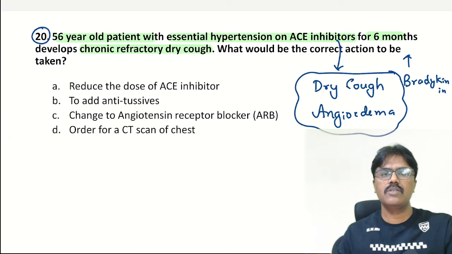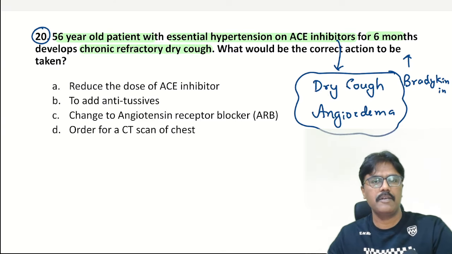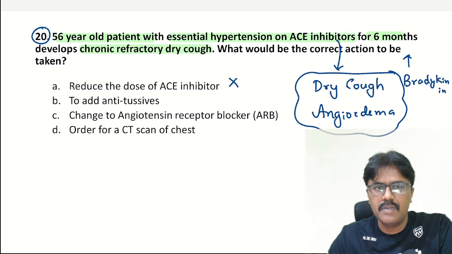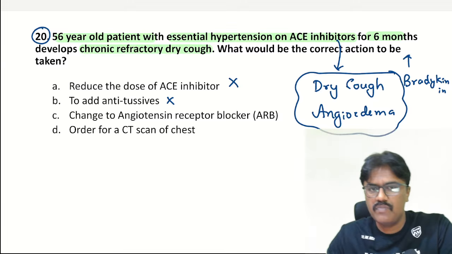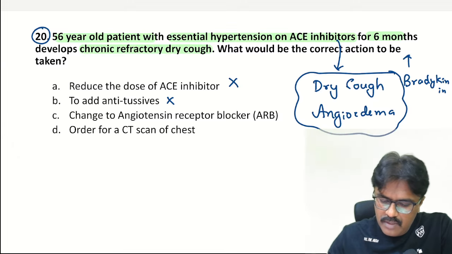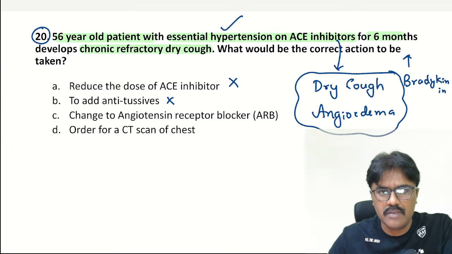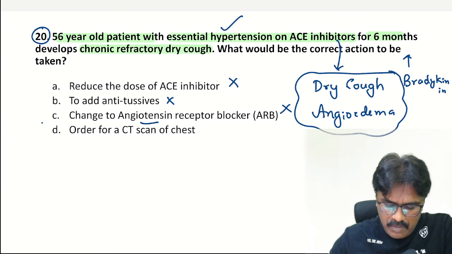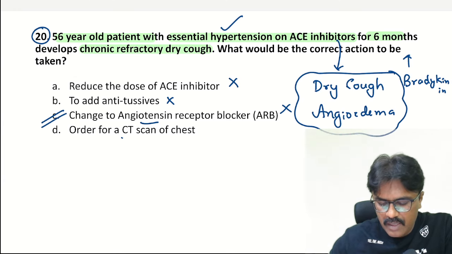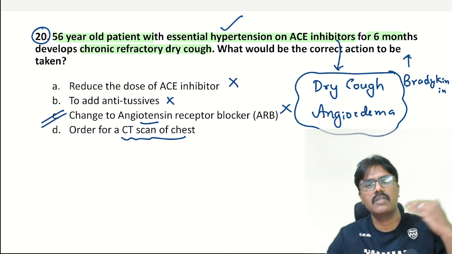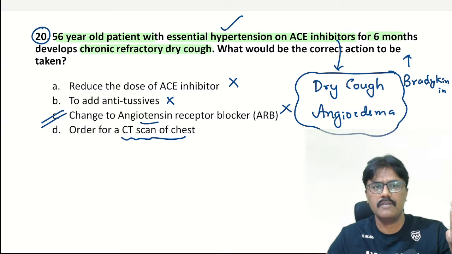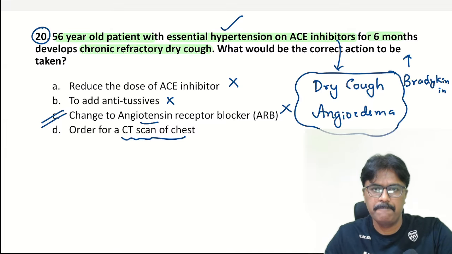The best thing is to stop the drug and change to some other drug. Reducing the dose of the ACE inhibitor won't help. You have to stop it. Give a cough syrup? No. Change to an ARB so that you can manage hypertension. Stop the drug and change to one more antihypertensive. ARBs are not going to cause dry cough and angioedema. So the answer will be C. Order a CT scan of the chest? Why do you want to give such an exposure to X-ray and all? Why do you have to go for investigation? Just stop the drug. So the answer is option C.